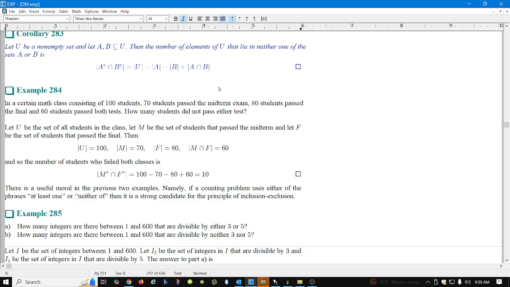U is the universe, the set of all students in the class. Let's say M is the set of students that passed the midterm. F is the set of students that passed the final. These are the data on sizes. And so the number of students who did not pass either exam is this number here. It's 100 minus the quantity sum of 70 plus 80, then minus 60. So when you drop the parentheses, it's 100 minus 70 minus 80 plus 60, so that's 10.